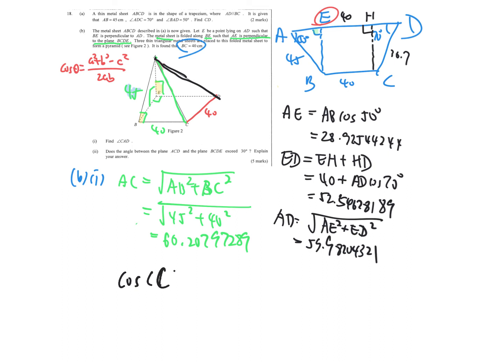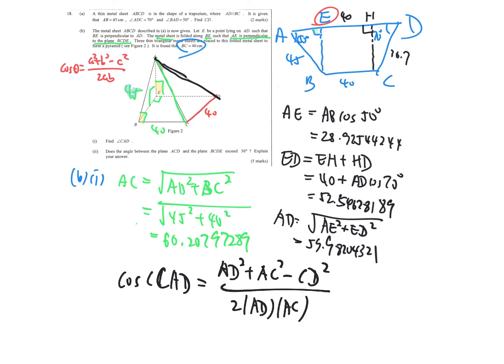Alright, so if three sides are already obtained, cosine of angle CAD will be equal to AD squared plus AC squared minus CD squared, over 2 times AD times AC. So the final answer for angle CAD will become 35.542078, approximately equal to 35.5 degrees. Okay, this is the answer of B1.